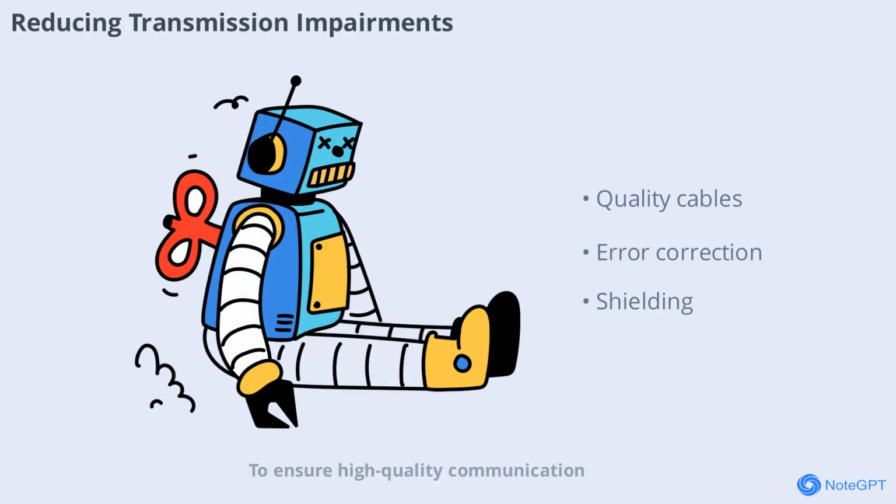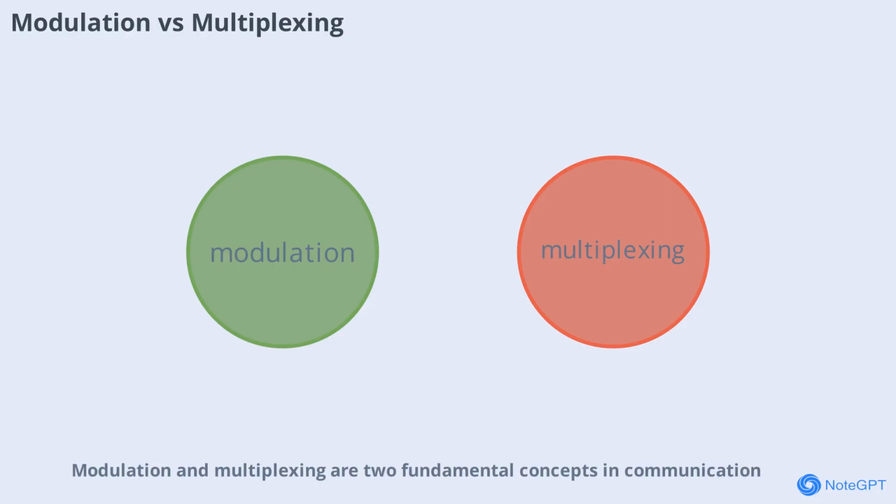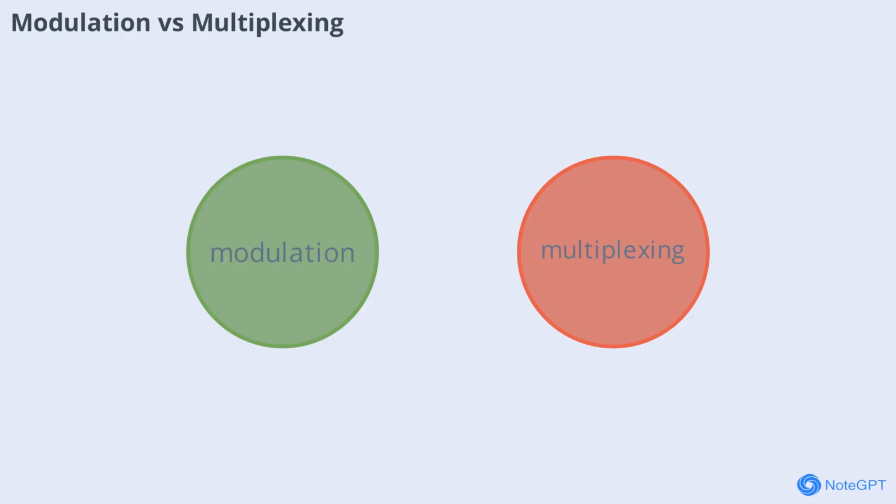To ensure high-quality communication, it's important to minimize transmission impairments. Techniques include using higher quality cables, applying error correction codes, and implementing proper shielding to prevent crosstalk. Regular maintenance and monitoring of communication systems also help detect and address issues early. By understanding the sources of impairment and applying the right solutions, engineers can maintain clear and reliable signal transmission, even over long distances.